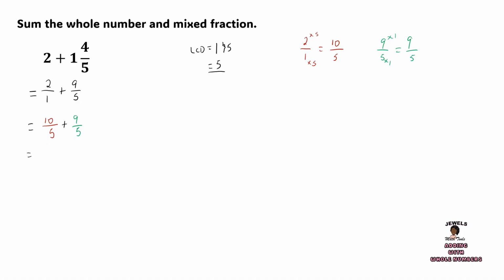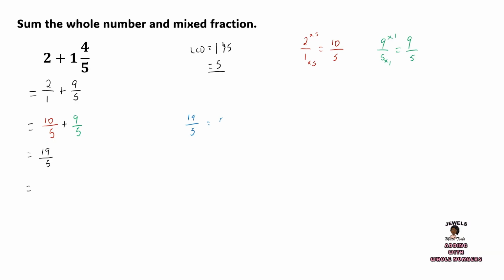So now that we have both of our fractions with the same denominator, we're going to work out their numerators. So 10 plus 9 will equal 19, and our denominator of 5 will remain the same. And remember that in any case, when you have a fraction that has the numerator larger than the denominator, you're going to have to change that fraction into its mixed fraction form so that your answer will be in its simplest form.